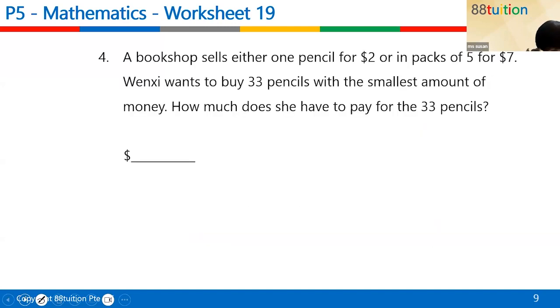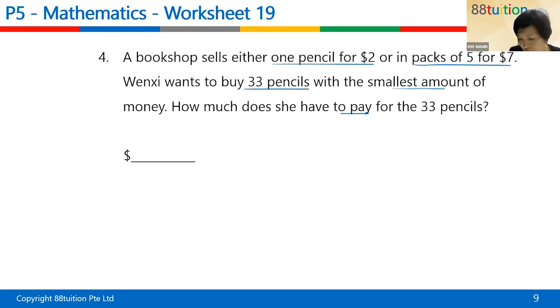Next question. Number 4, I want you to key in your answer for number 4 on the chat function, everyone. While I'm preparing for this, let's do this. Now, the bookshop sells either one pencil for $2 or a pack of 5 for $7. He wants to buy 33 pencils and use the smallest amount of money. So how much does he have to pay? Which one is worth it?